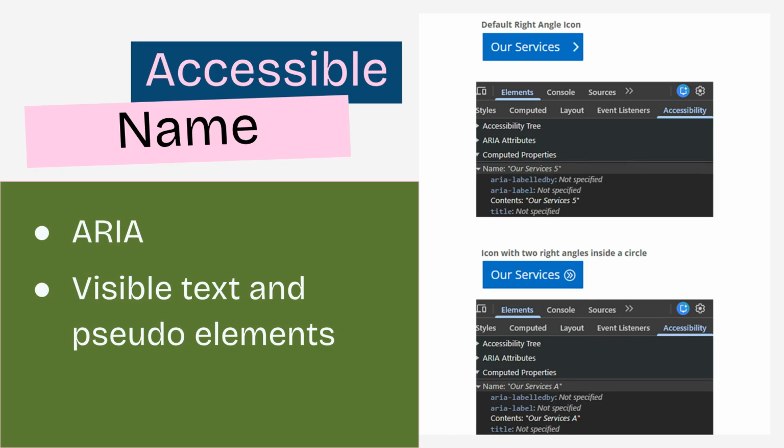So why are these icons announced? If we inspect the two links again and look at the Accessibility tab, we can see the accessible name for the first link is rservices 5, and for the second link, it's rservices A. The accessible name is what a screen reader will announce to identify an element. It is based on any ARIA label or ARIA labeled by attributes associated with the element's visual text, and any content applied to the element using the CSS before and after pseudo elements.